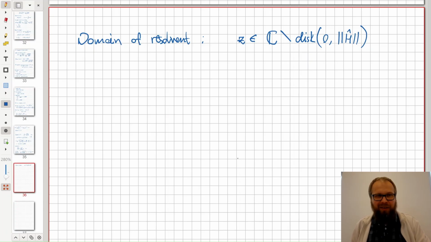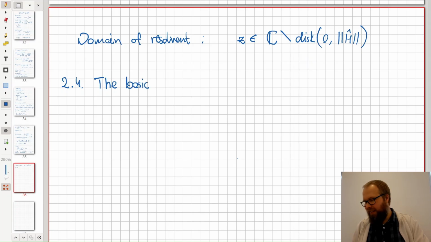So I will introduce then something I called here. I don't think there is a canonical name for what I'm doing right now, but I will call it the basic perturbation theory.